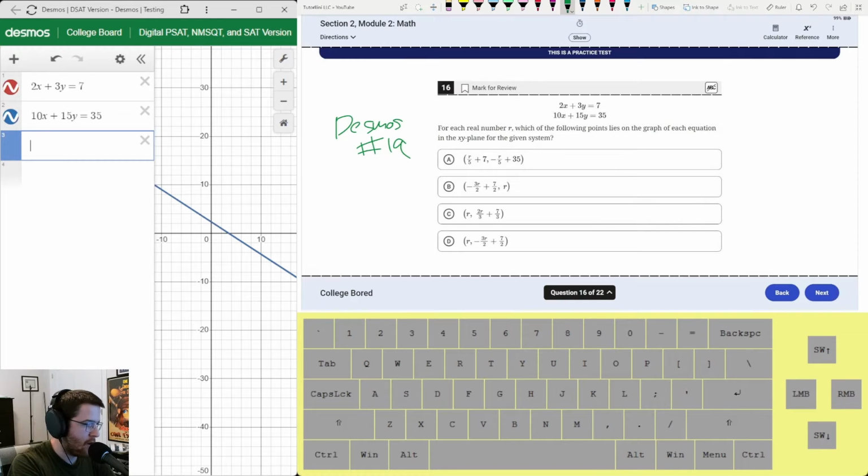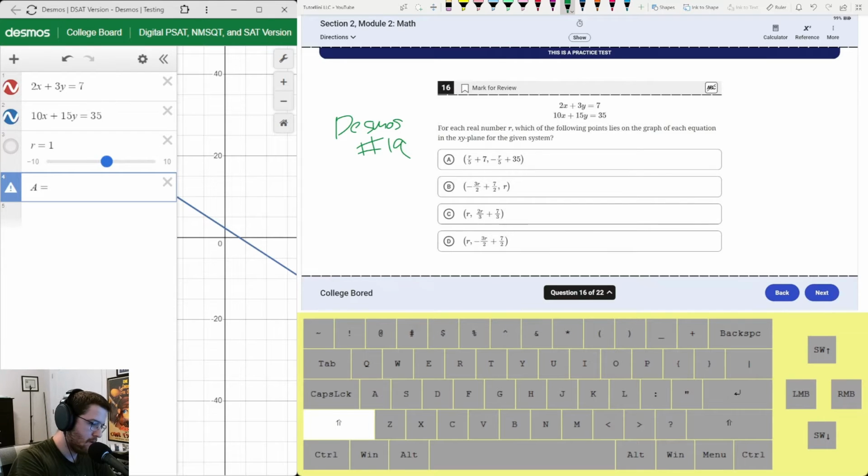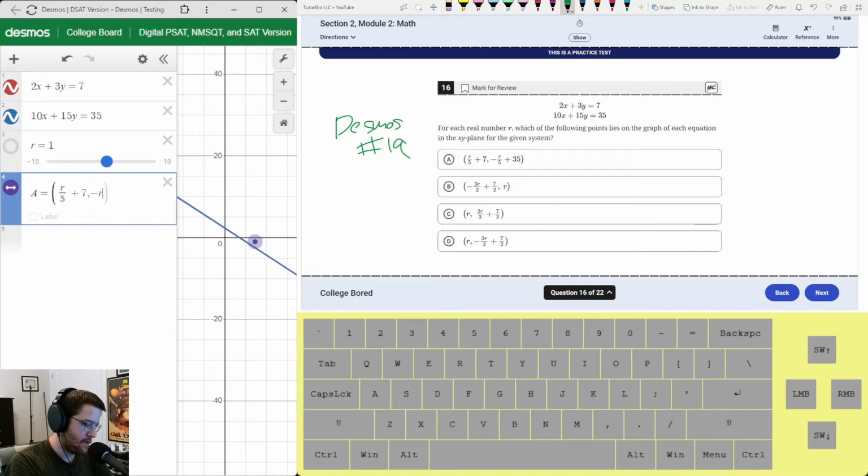Let me first make a slider for r. When I do r equals 1, don't care about that circle. We can just leave that like that. And I'll type in a. So r over 5 plus 7, comma, negative r over 5 plus 35. And I'm going to label it with option A. And give me 1 second while I type the rest of these in, just like that.